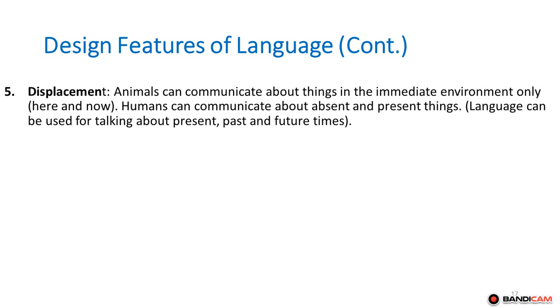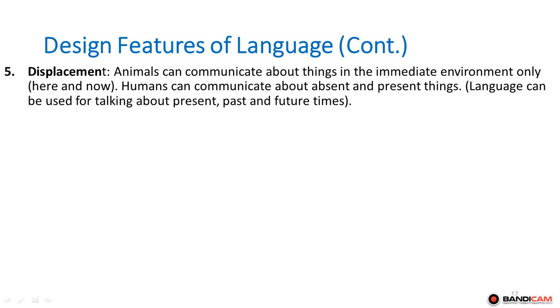Another point in the design features is displacement. By displacement we mean an ability that human language has, according to which we can talk about the past, the present, the future, something which is happening now, and we can also talk about something which is happening elsewhere or happened somewhere else. So this is what we mean by displacement.